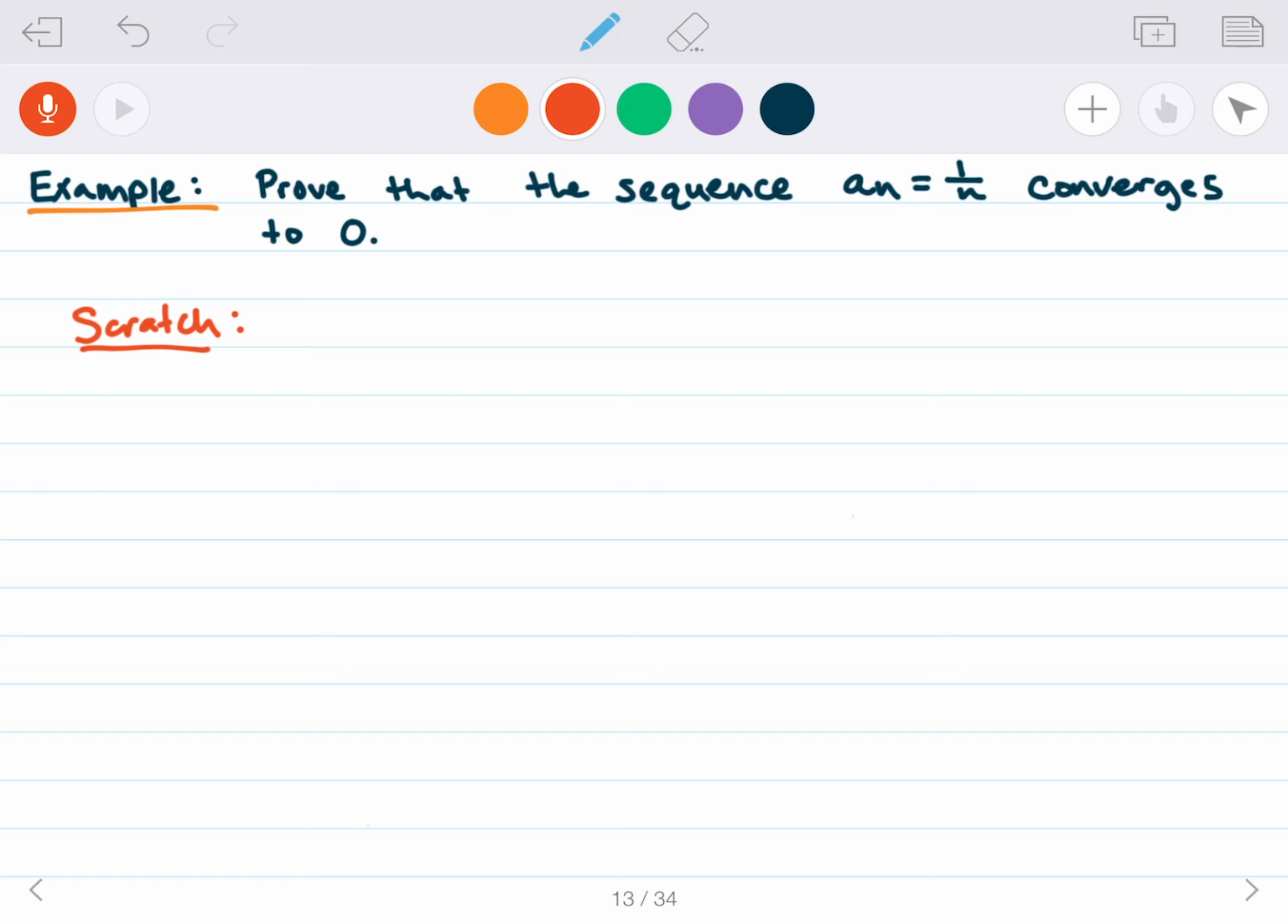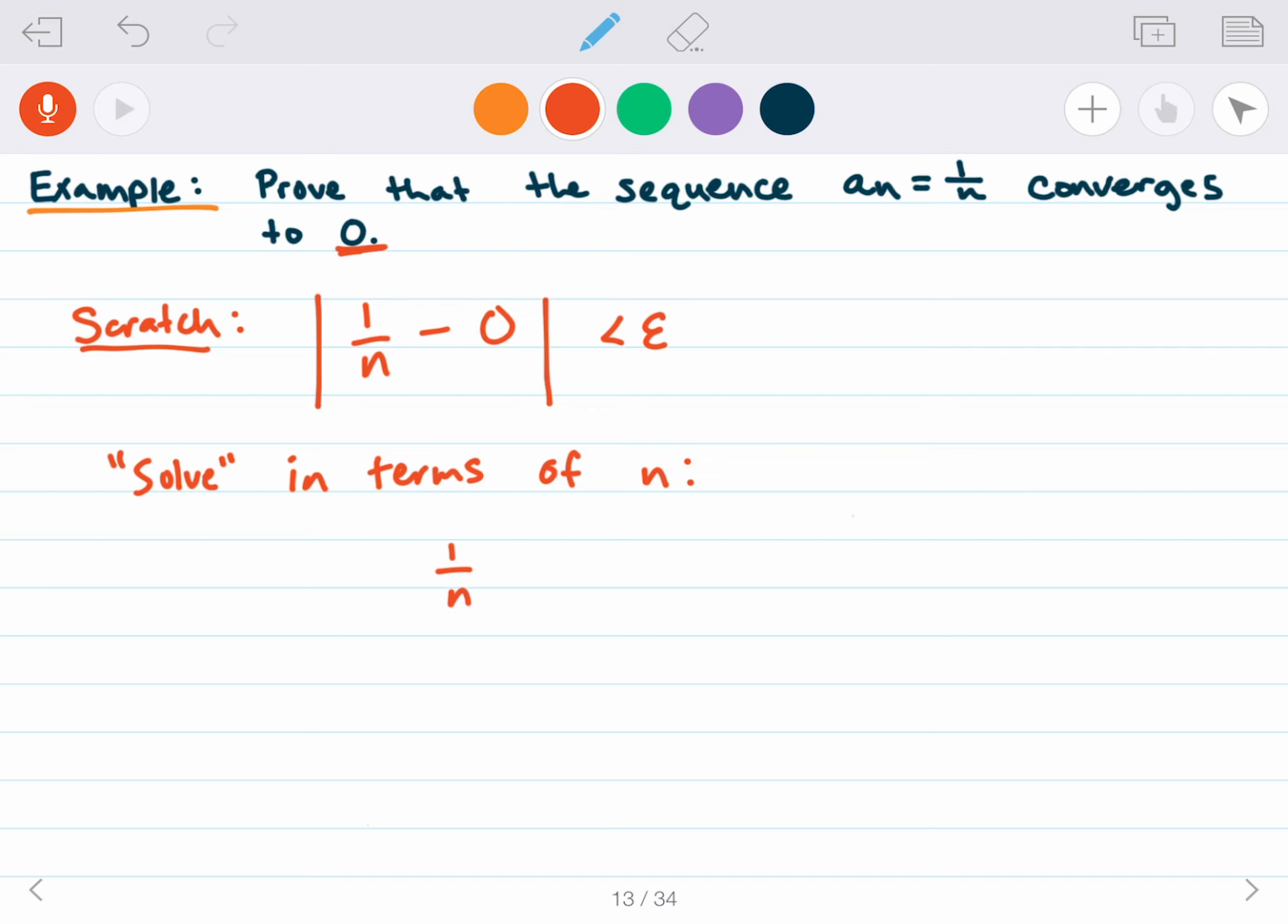And this is just scratch work. So my sequence a sub n is 1 over n. I want this minus the limit, which we're saying is 0, to be less than epsilon. This is what we want. And we're trying to find the capital N that will do this job. Okay? So now what we're going to do is solve in terms of n, in terms of little n. Okay, so we have 1 over n minus 0 is simply 1 over little n.